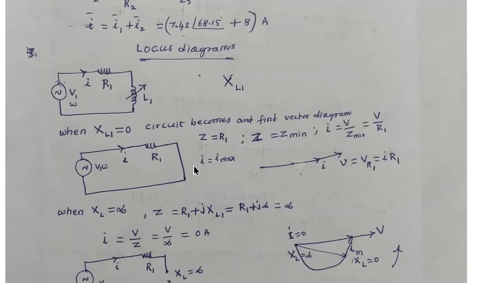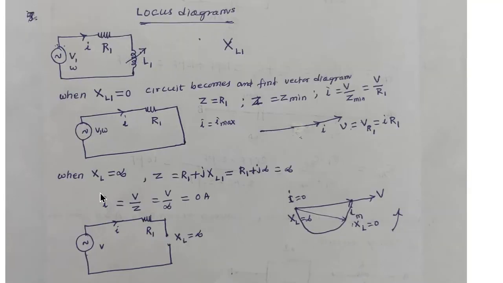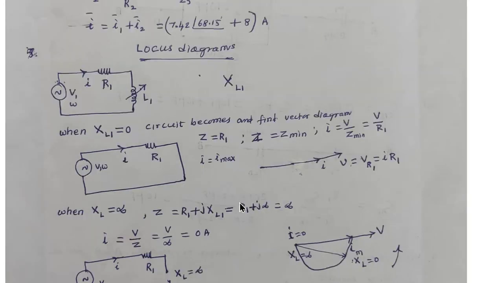The other extreme condition of the variable element is XL is infinity. When the inductive reactance becomes infinity, then it becomes an open circuit. Then the circuit will become like this. In that condition, the impedance Z is equal to R1 plus j XL1, that is equal to R1 plus j infinity, that is infinity. Then if you calculate the current flowing here, I is equal to V by Z, that is V by infinity, that is 0 amperes. So we get 0 current.